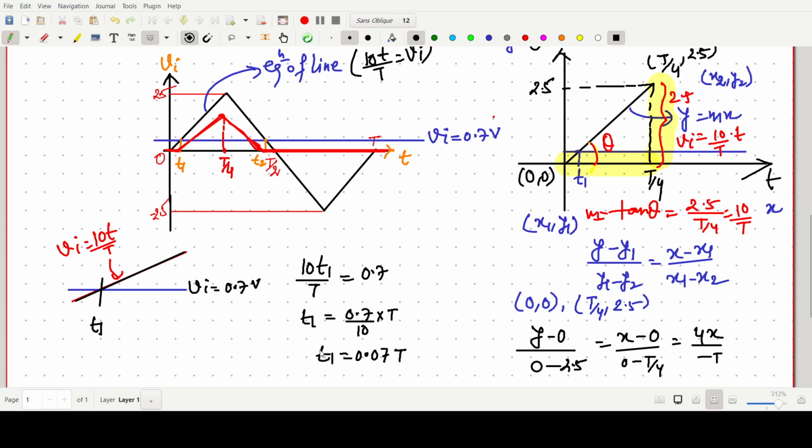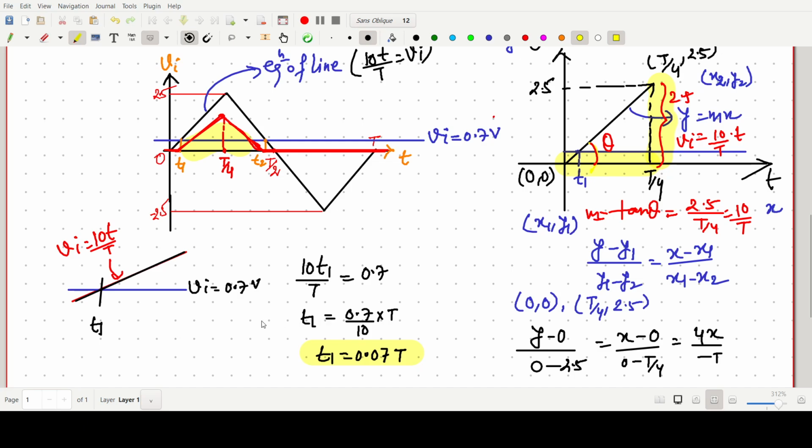This T1 point is now calculated. Why we are doing this, we will tell later, because we have to find this area for the average value. If we know this T1 point, even if we don't know T2, we can find this area and double it. So T1 is now known to us.